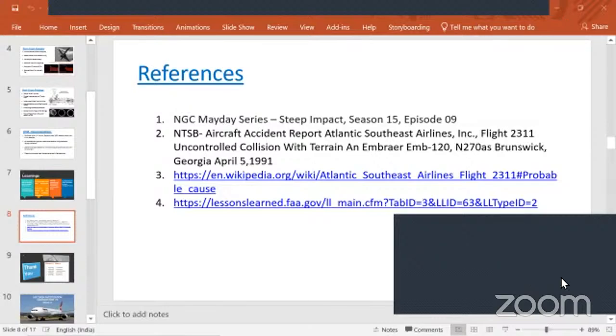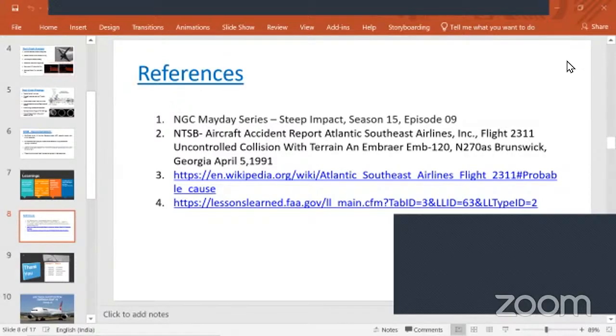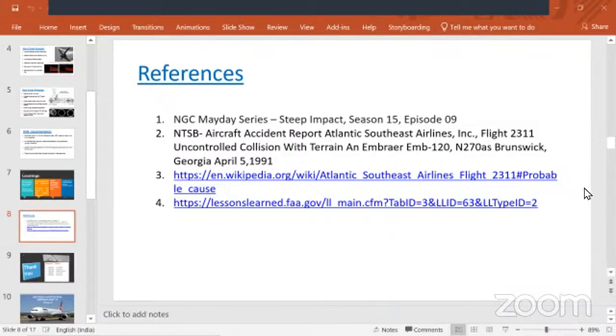Sir, this is Sunil. Sir, there is not a lot of budget for the FDR and CVR, so they don't go for this. Okay, right. That is the correct answer. There is nothing else available. In a normal aircraft, you have an FDR and a CVR, but here there was no FDR. So therefore, the only way to investigate the accident is the wreckage after the accident.